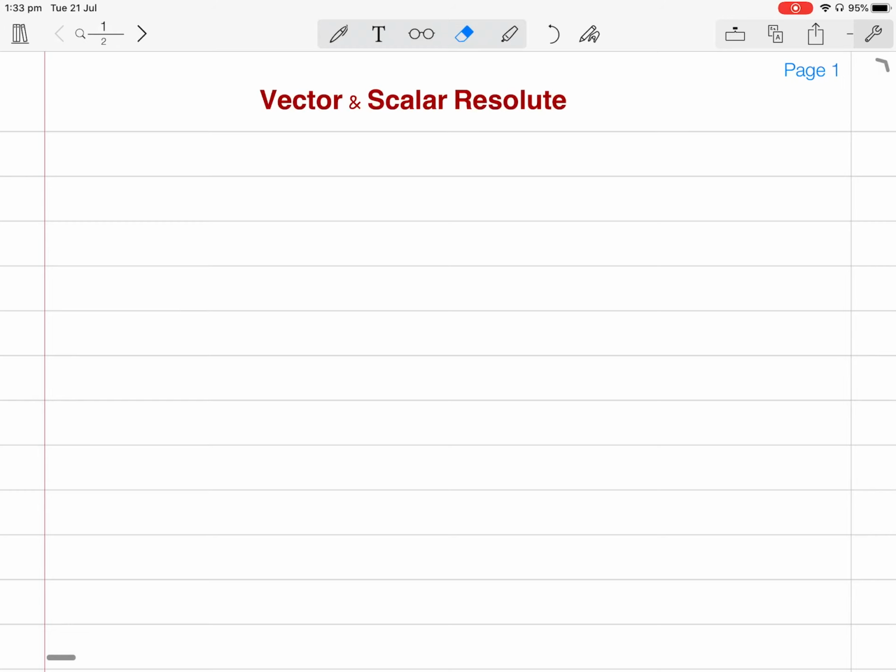We are going to discuss vector and scalar resolutes. First of all, we will understand what is a vector. A vector is a quantity which has a magnitude and a direction. Suppose this is a u vector. This will be the magnitude, the length of the line. Also, we can have a vector v, and this is the magnitude of the vector.